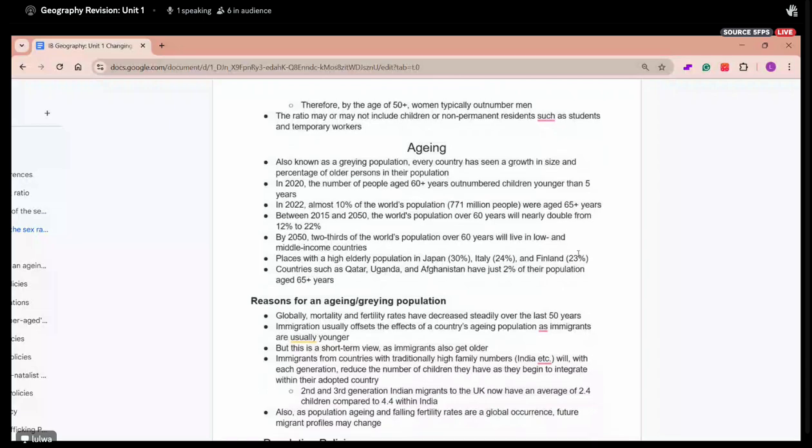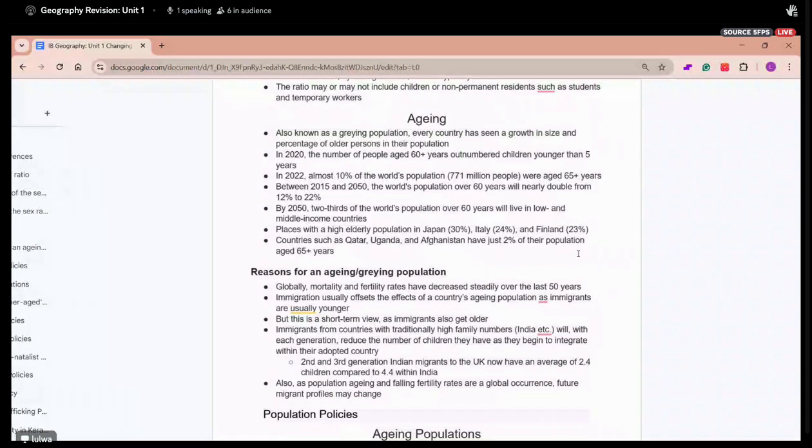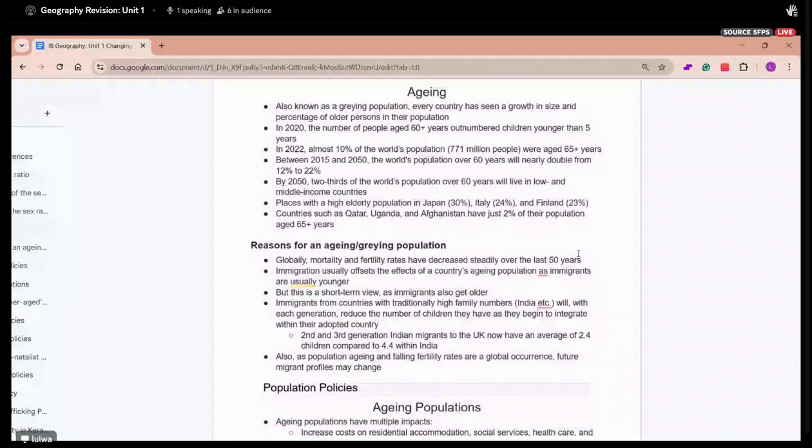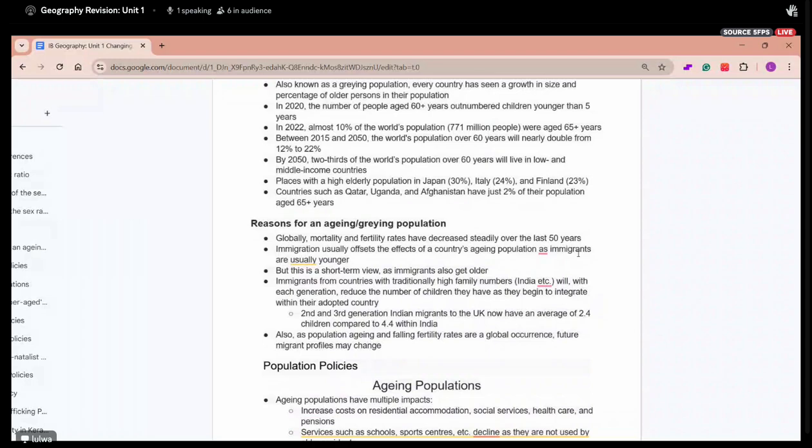So why do we have such an aging, graying population? For example, globally, immigration usually offsets the effects of a country's aging population, as immigrants are usually younger. So more immigrants distorts the ratio. But immigrants from countries with high family numbers will, with each generation, reduce the number of children they have as they begin to integrate into their new country. Also, as populations age and falling fertility rates are a global occurrence, future migration trends might change.